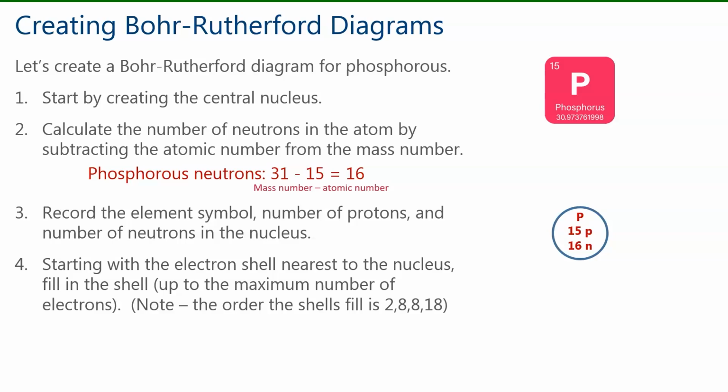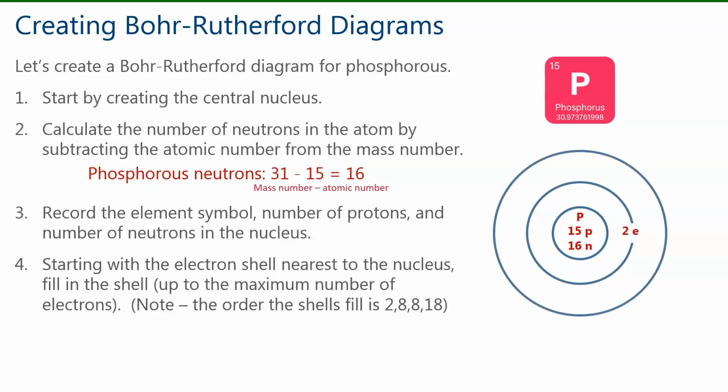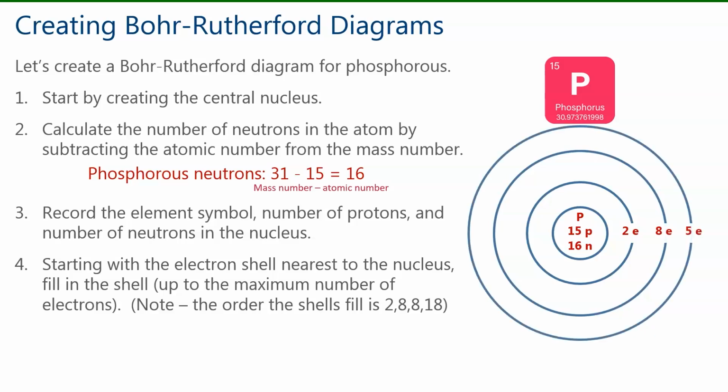So I'm going to have a total of 15 electrons. I know this because the number of electrons is the same as the number of protons in a neutral atom. I'm going to put 2 electrons in the first shell, 8 in the next one, that gives me 10, and I need 5 more will go in the valence shell. And we've created a Bohr-Rutherford diagram for phosphorus.